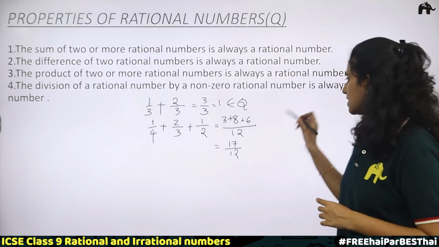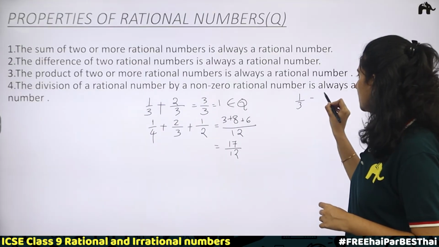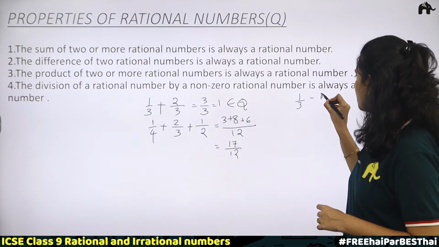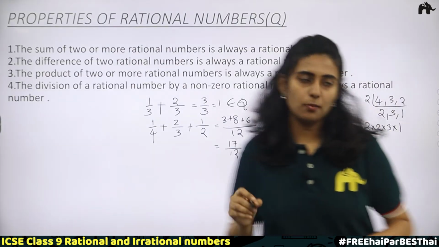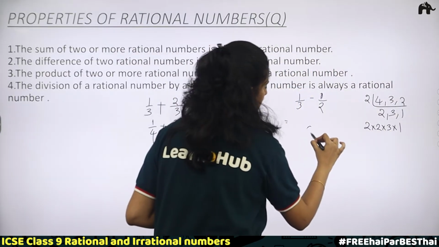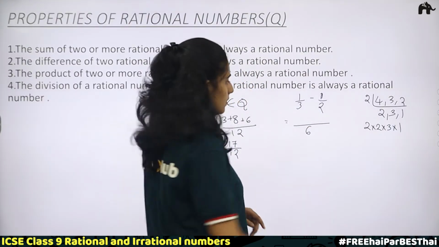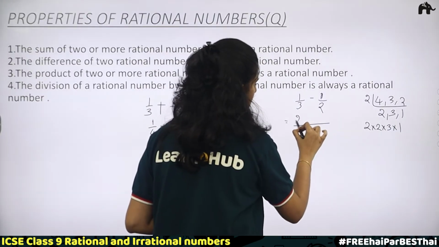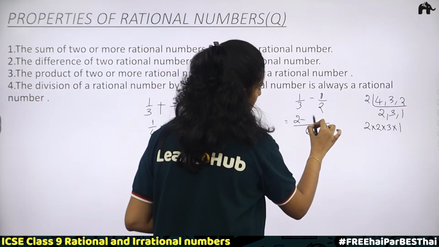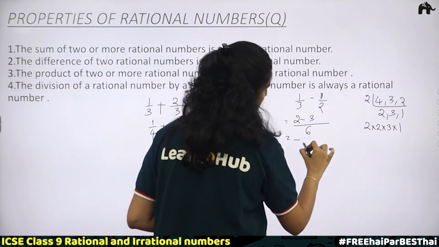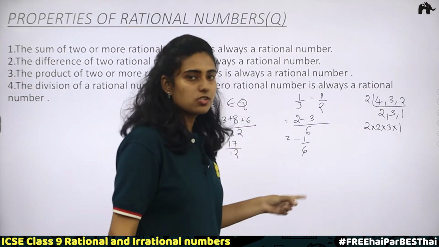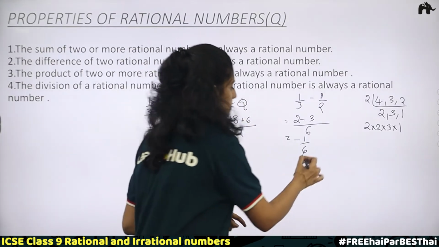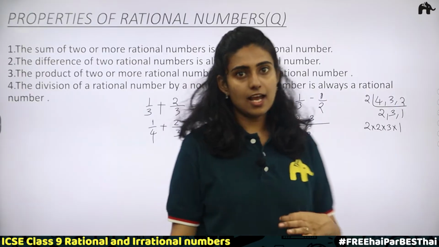If you take two rational numbers, for example, 1 by 3 minus 1 by 2. Okay. We will be getting the denominator. Take the LCM. You get 6 here. 3 into 2 is 6. 2 into 3 is 6. Minus 1 by 6. This is a negative number. Negative numbers are also rational numbers. So minus 1 by 6, negative fraction, is again a rational number.